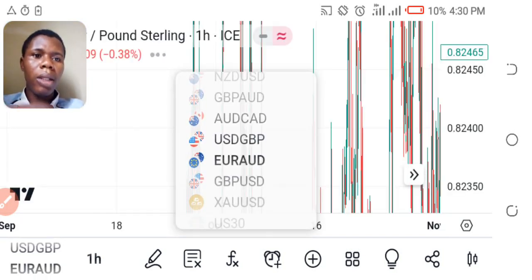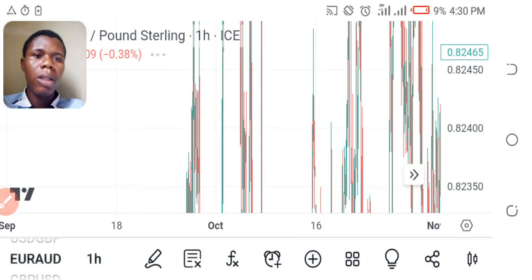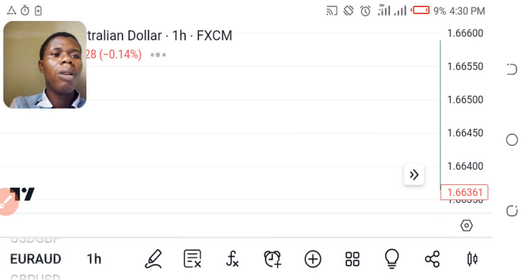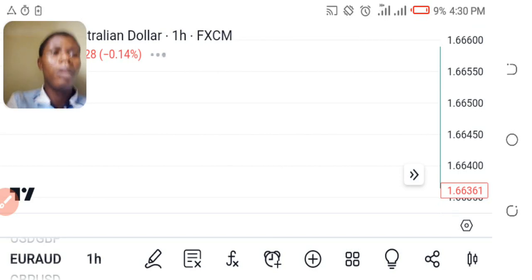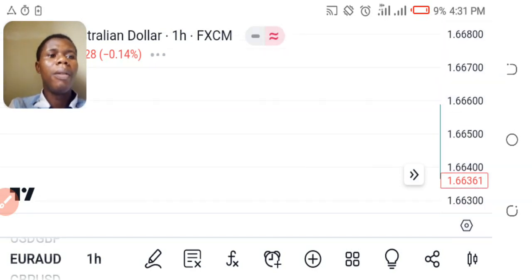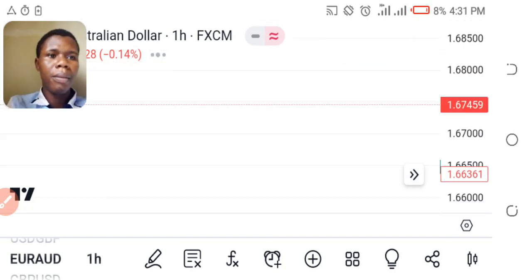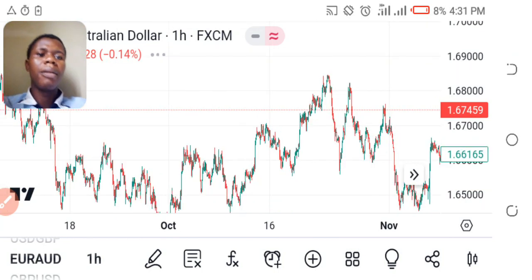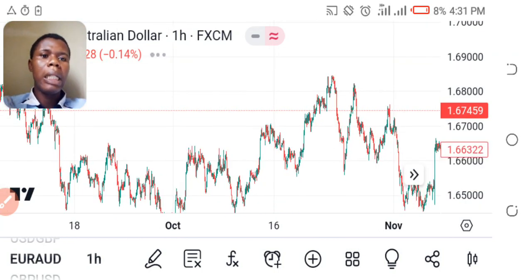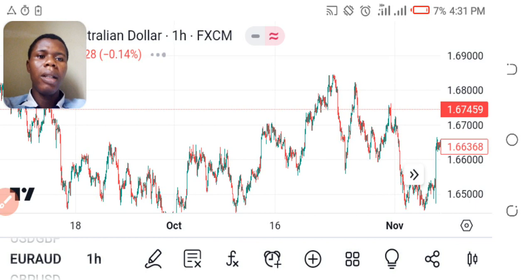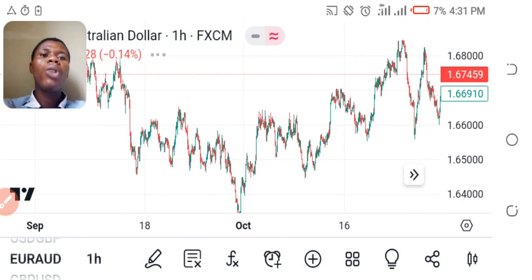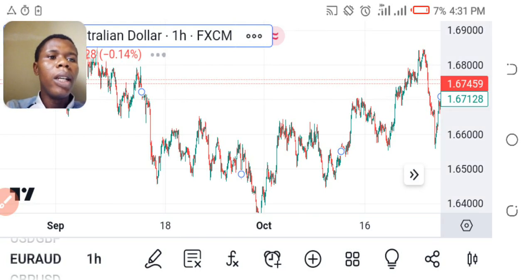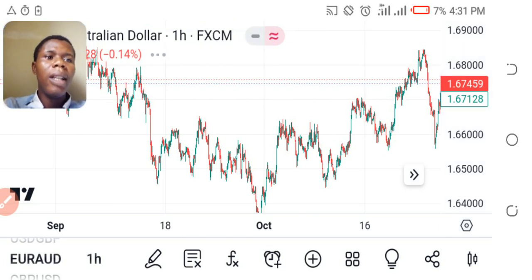Come on now, EURAUD. I think I talked about this. Yeah, this is it. Okay, this is it. Now, I was talking about how to draw your trend line. Look closely here. Let's see something here.